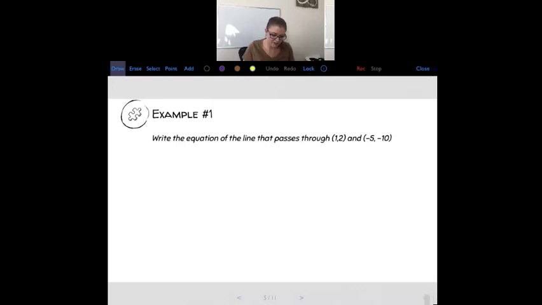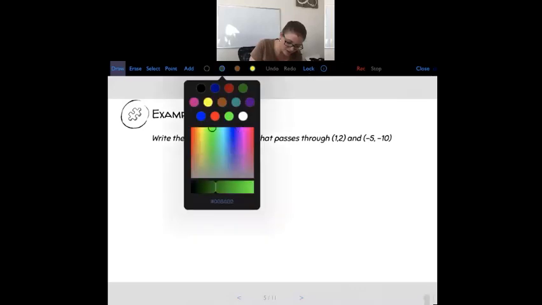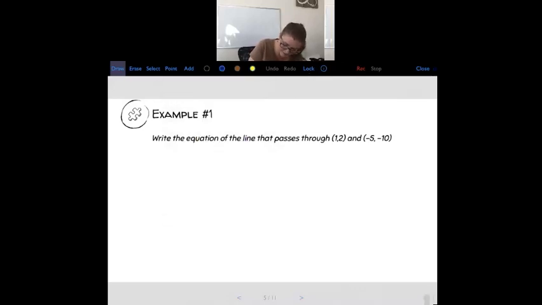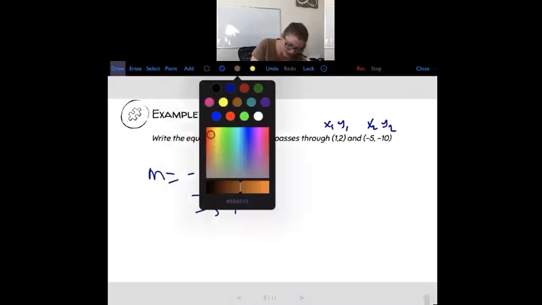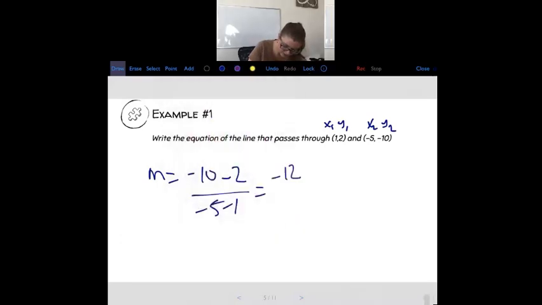So example 1, write the equation of the line that passes through (1, 2) and (-5, -10). So the first step here is to determine the slope. Okay, so I'm going to call this x1, y1, and x2, y2. So m is equal to negative 10 minus 2 over negative 5 minus 1. Okay, so the numerator, negative 10 minus 2 is negative 12. Negative 5 minus 1 is negative 6. So in this case, we have a slope of 2.